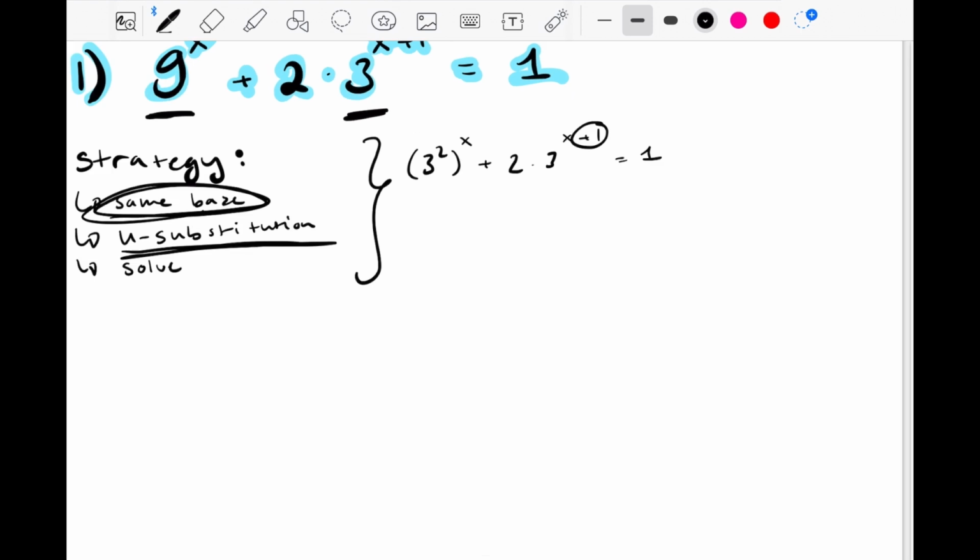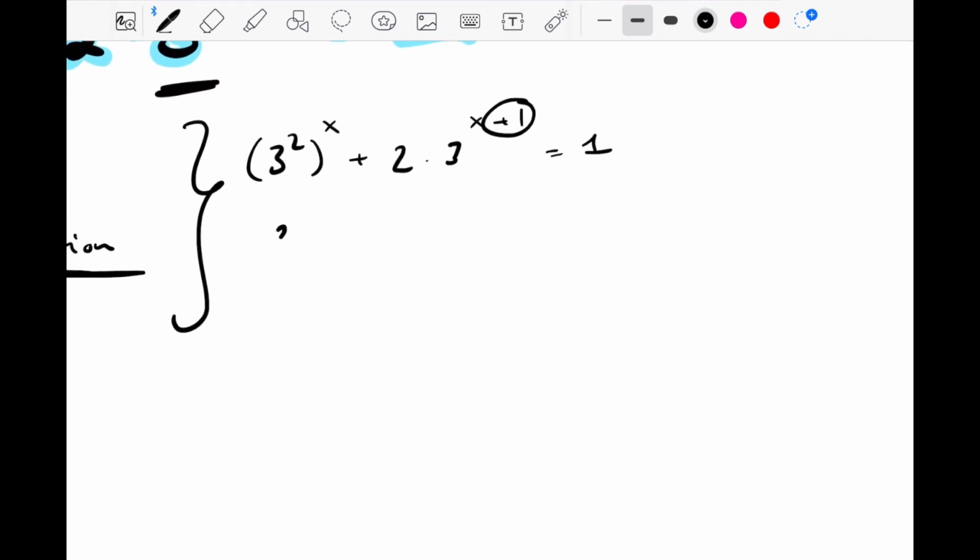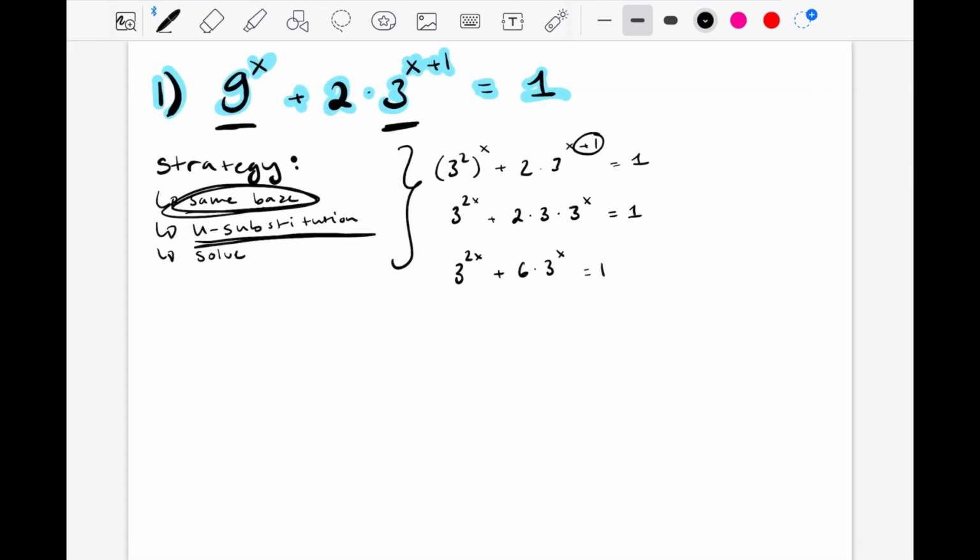So we want to isolate the variable. So we're going to end up having 3 to the power of 2x plus 2 times 3 to the power of x is equal to 1. And if we simplify this further, we're going to have 3 to the power of 2x plus 6 times 3 to the power of x equals 1. And this is where this rather new step that you might be unfamiliar with comes into play.